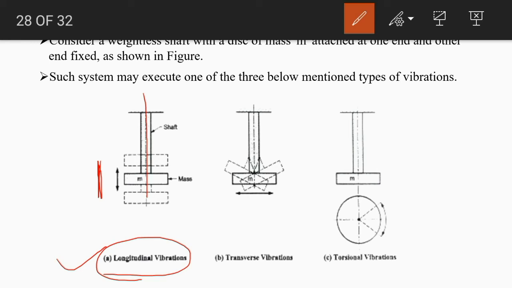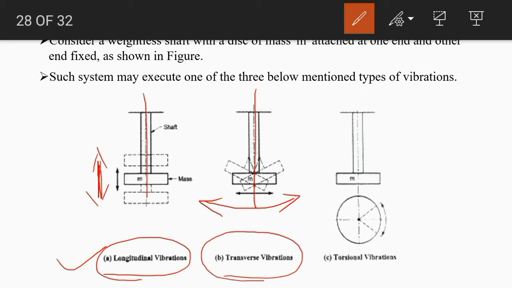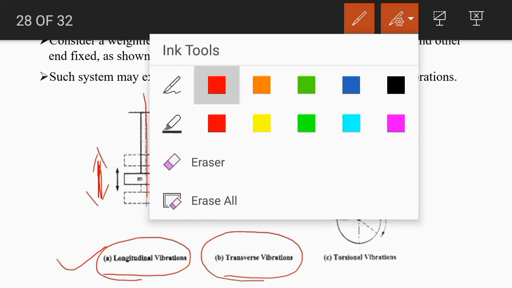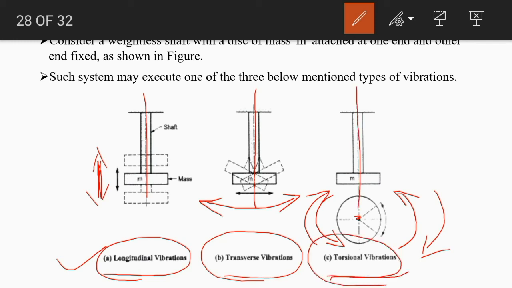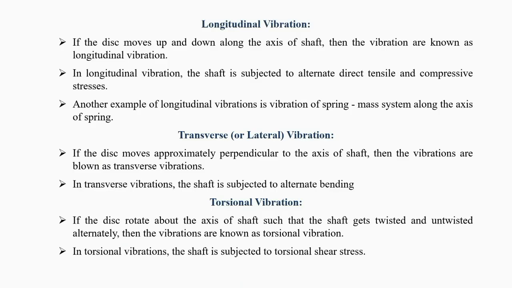Now if the system vibrates in the perpendicular direction, then the vibration is known as transverse vibration, or we can say lateral vibration. Now if the system is having limited angular oscillatory motion about the neutral axis of the shaft, then that vibration is known as torsional vibration. Okay, so the same things we have discussed here.